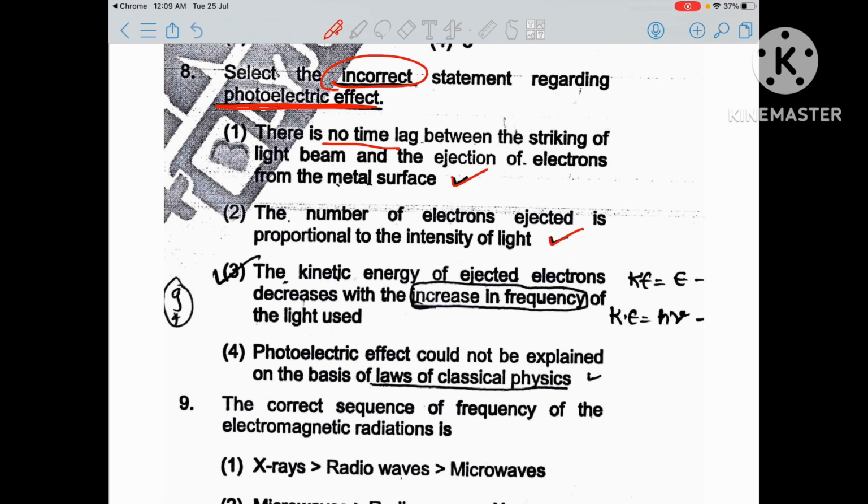The kinetic energy of the ejected electron decreases with an increase in frequency of the light used. No. See, when you increase the frequency, the speed of the light increases, right? Speed increases, and in turn the kinetic energy also increases. So here the option says decreases, so this is wrong. Incorrect option is number 3.